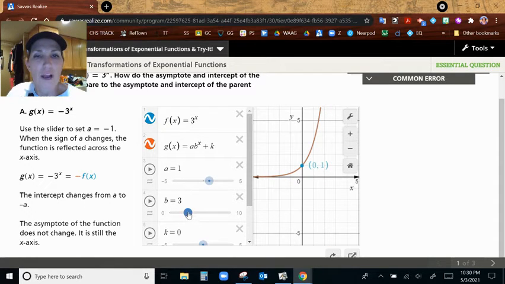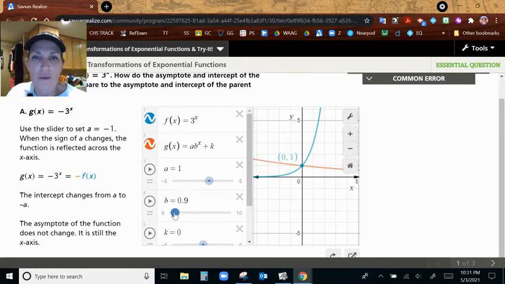Let's look at b now. What happens to b? b is responsible for how steep it gets, because I'm putting a power in there. Some number squared is going to get steeper and steeper. But what happens when it gets below 1? What happens when it's 1, actually? Let's see what happens when it's 1. 1.1, 1. It's just a straight line. It's no longer exponential anymore. So b actually has to be greater than 1 or less than 1 in order to be exponential.